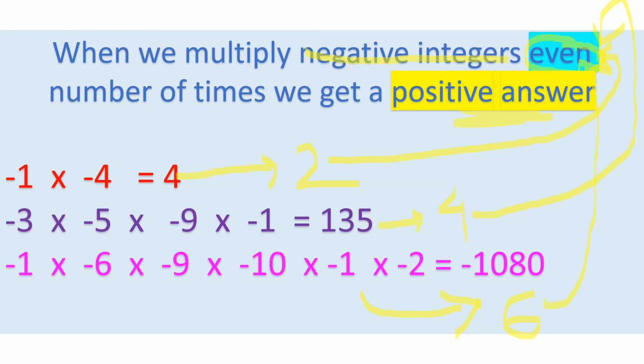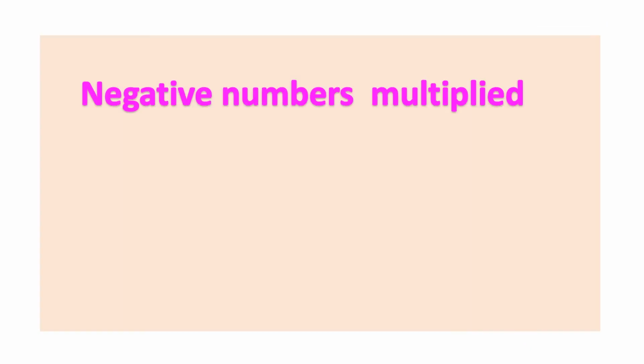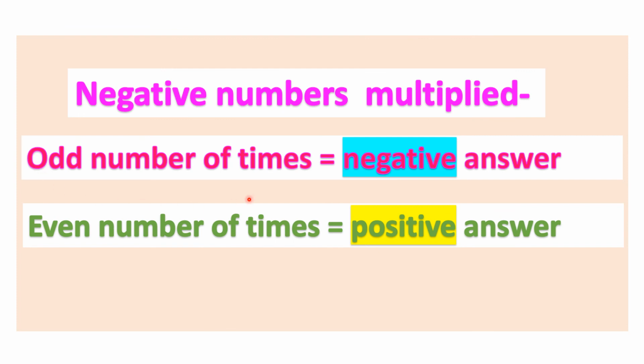Now let's look at the next one. We can conclude therefore that negative numbers multiplied an odd number of times will give us a negative answer, and an even number of times will give us a positive answer. So this is the rule that you need to keep in mind. Now let us look at some more examples to make it clear.